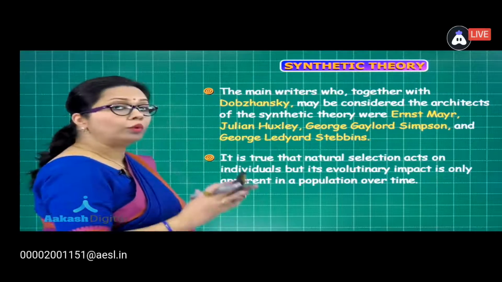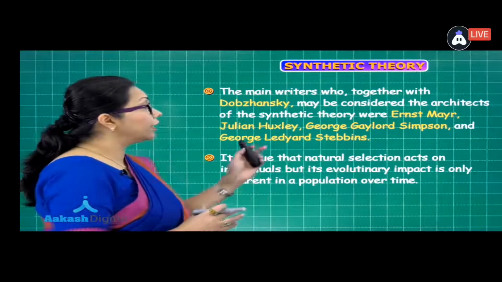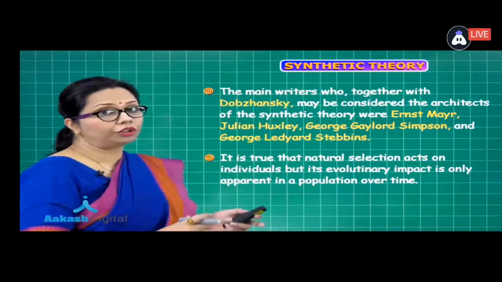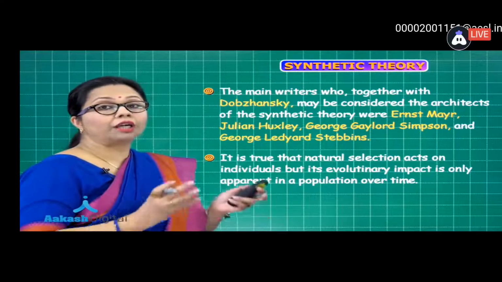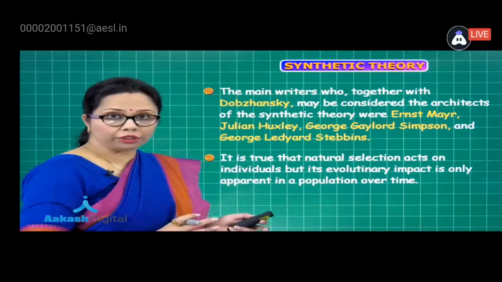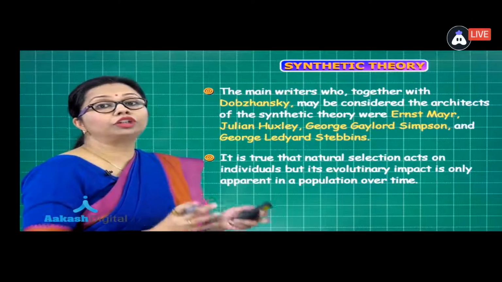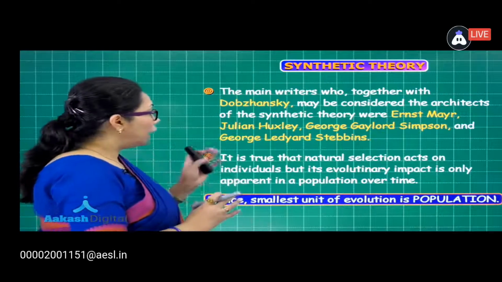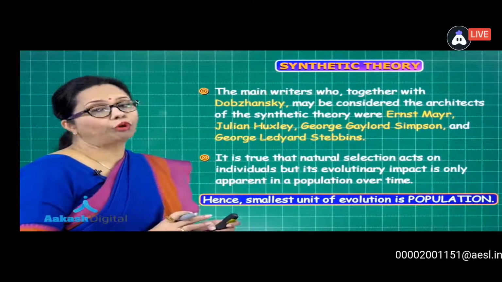And it is true, they agreed that natural selection acts on individuals, but the impact of that selection would be seen in the population. So in a way, we can say that selection acts on individuals, but the population is the one which evolves. So finally, the smallest unit of evolution was taken up as population.